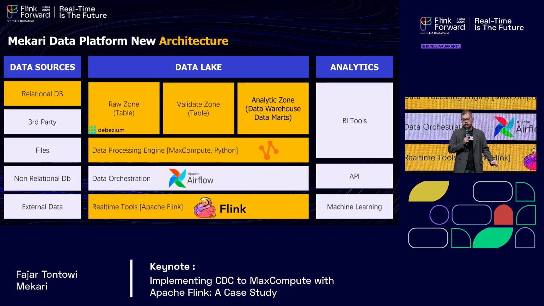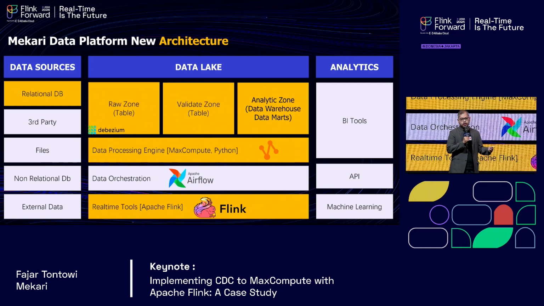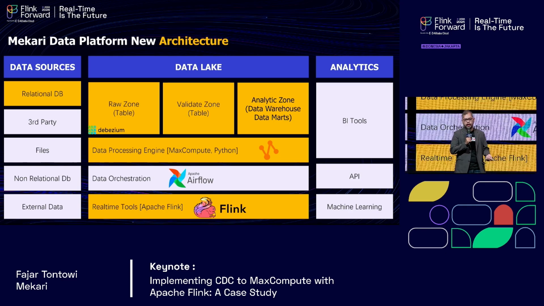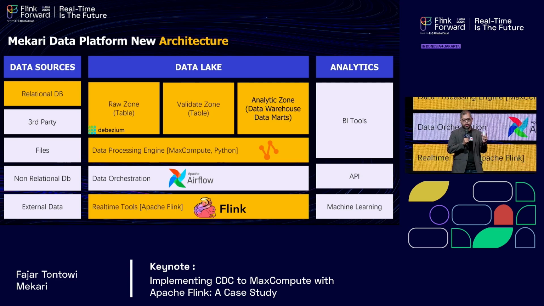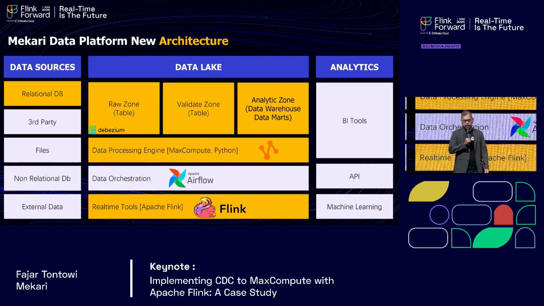And we use MaxCompute as the data processing engine. We process the data using queries for all the processes. From the raw zone to the validated zone, we do cleansing of the data, standardization, and deduplication with queries. It makes the process easier because we just need to tweak the query if we want to do some processing of data from the raw zone to the validated zone. Okay, this is the new architecture and the improvement we made at Mekari.